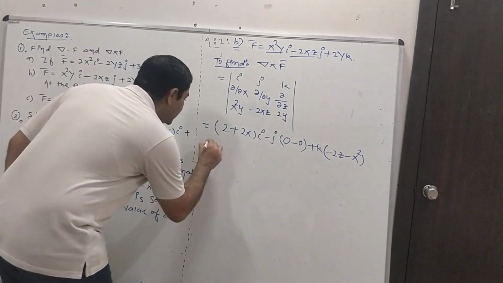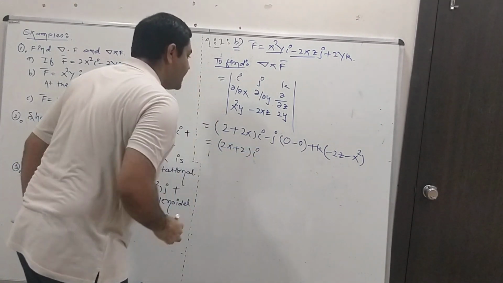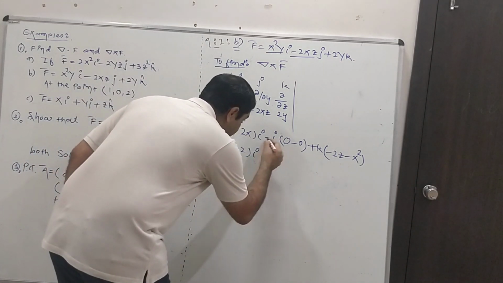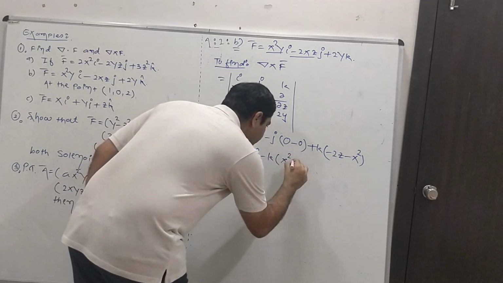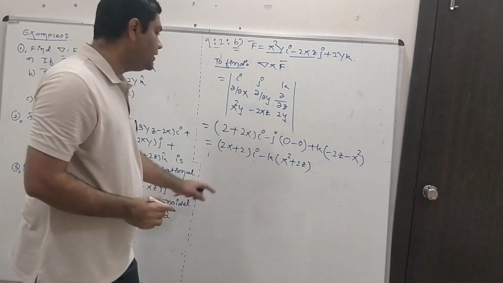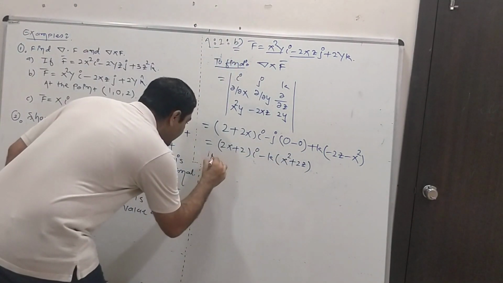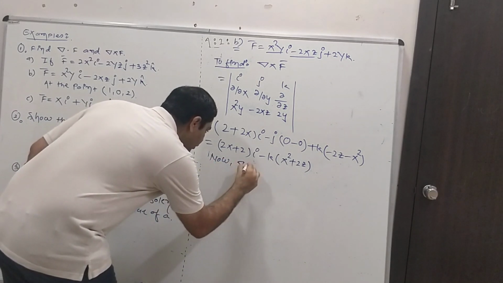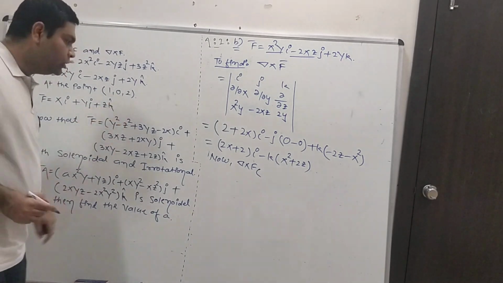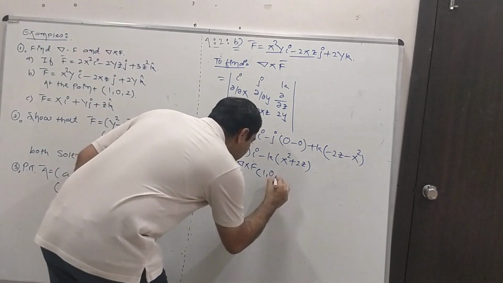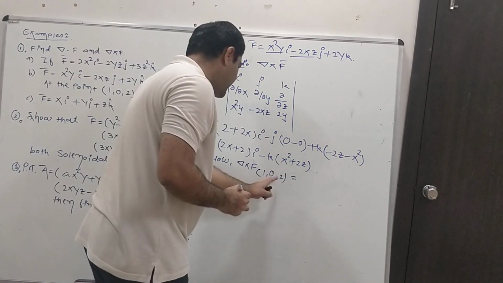So you can write (2x plus 2) i, this is 0, and minus k (x square plus 2z). Here we have taken minus common, students. So now we have to find del cross f at the point, which point? (1, 0, 2). So instead of x, we'll put 1, y is 0, z is 2.